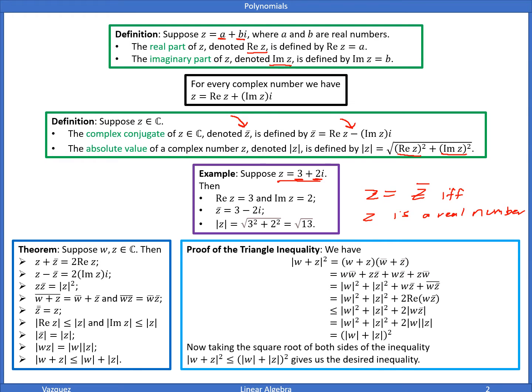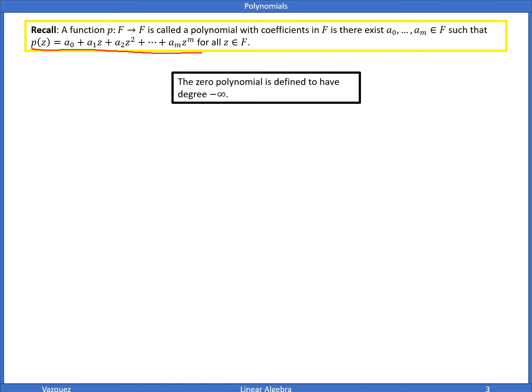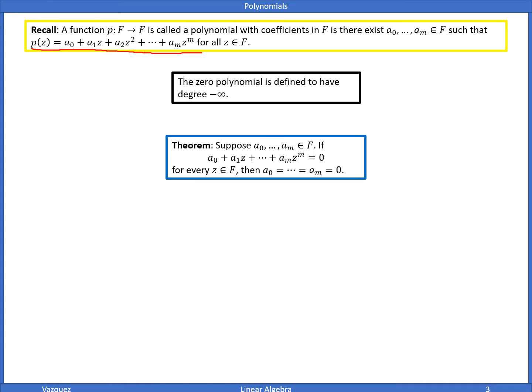So now we'll be moving on. A polynomial. So recall that a function p from F to F is called a polynomial if there exist scalars a0 to am in F such that we can write a polynomial in this form, where z is our variable here, for all z in F. The zero polynomial we define to have degree negative infinity. And there's a reason for that, which I'll go over shortly. Hopefully I won't forget. But first, let's go over this theorem.